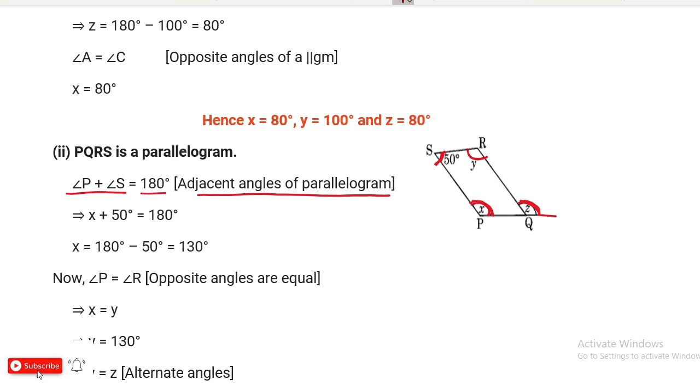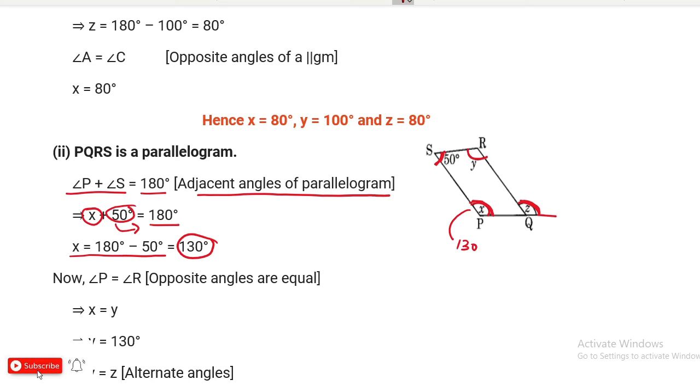Now we put the value of angle P. The value of angle P is X, and the value of angle S is 50, and the sum is equal to 180. Now we transfer this 50 to the other side. Then X will be equal to 180 minus 50, which is 130. From here we find the value of X.